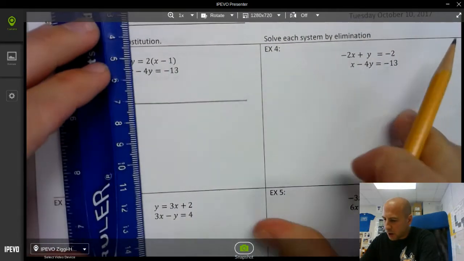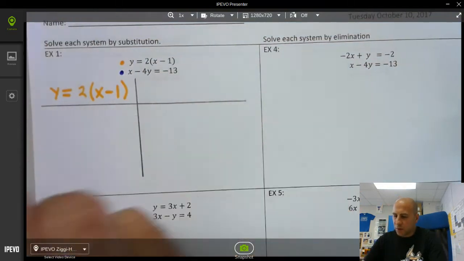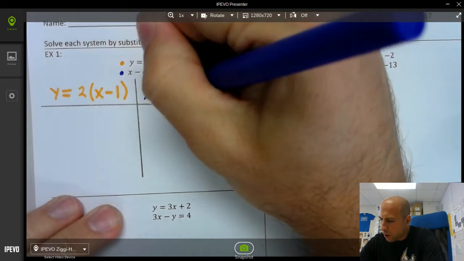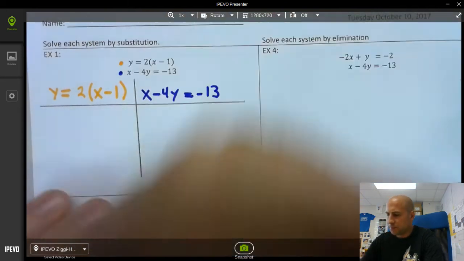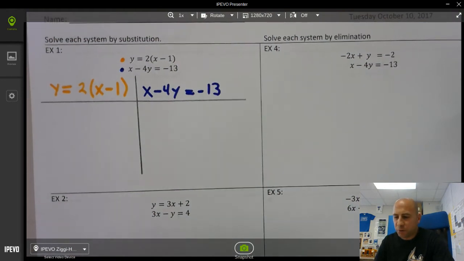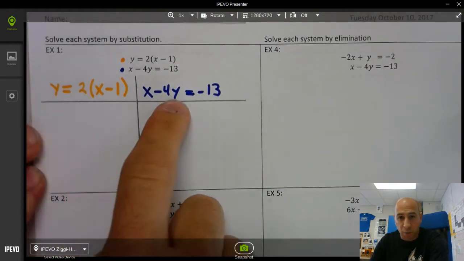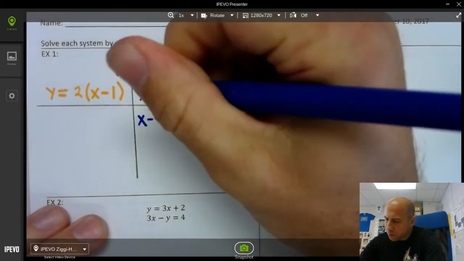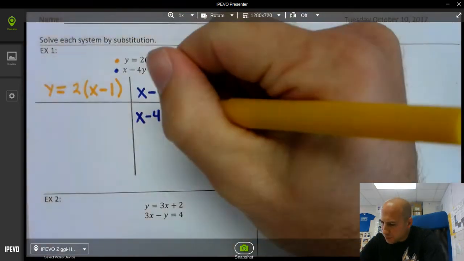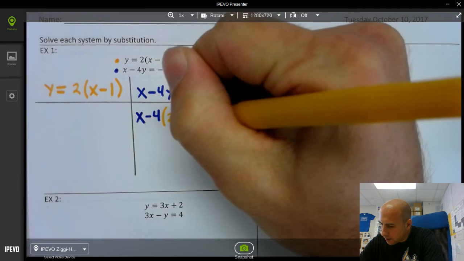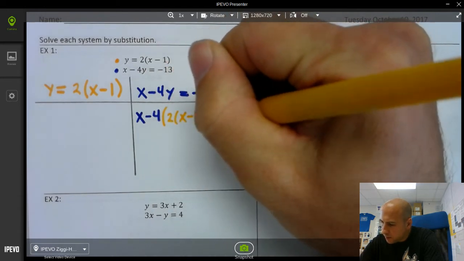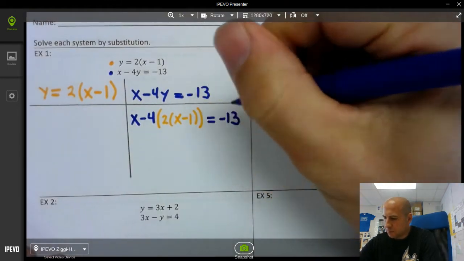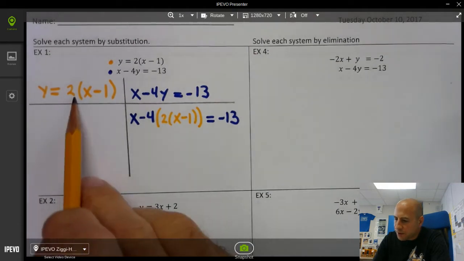Again, we're going to make a table, and you'll see why as we work the problem. And then x minus 4y equals negative 13. The reason why we want to color code is we're going to substitute y in for y. So this becomes x minus 4 parentheses 2 parentheses x minus 1 parentheses equals negative 13. I've color coded so you can see that this went in for y.